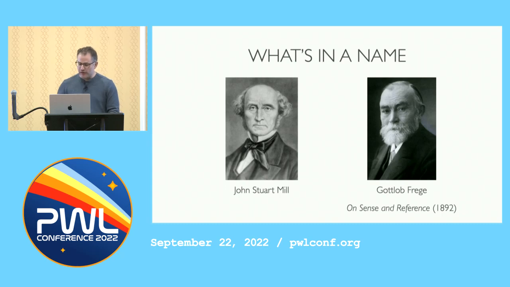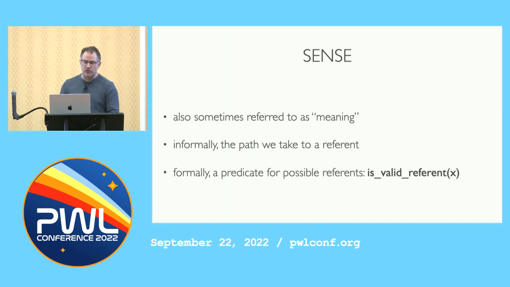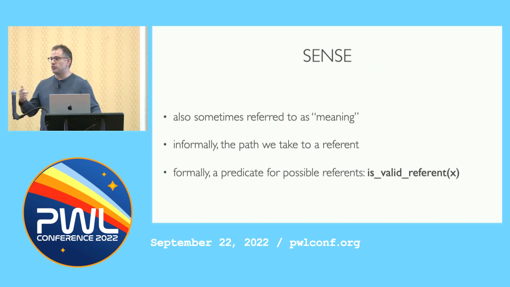And so what Frege called this quality, this thing that differentiated these 2 variables, is he called it the sense of a name, also sometimes referred to as the meaning of a name. And a good informal way to think about it is the path that we take to the referent, right?